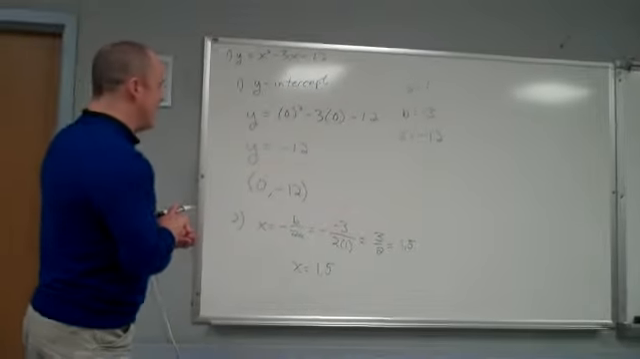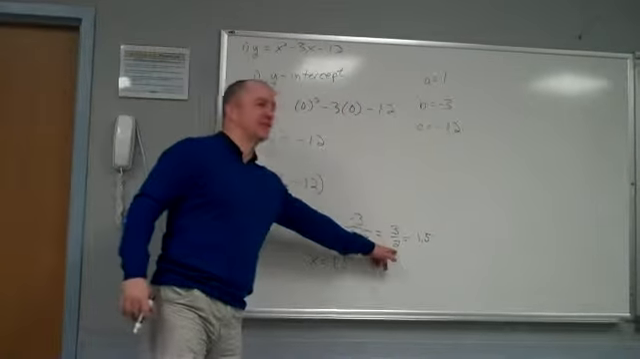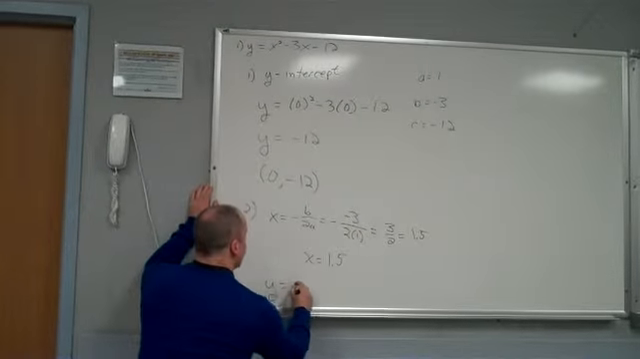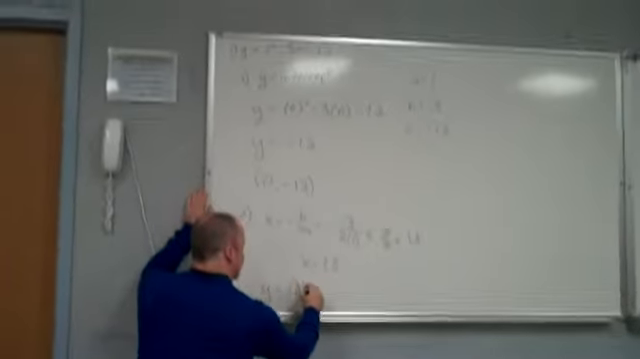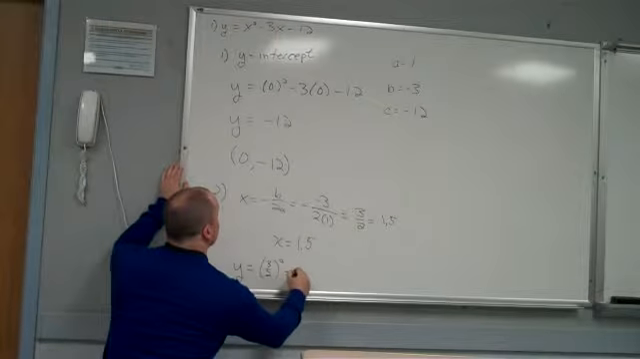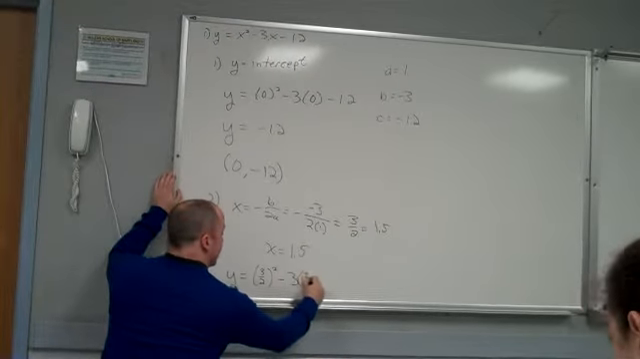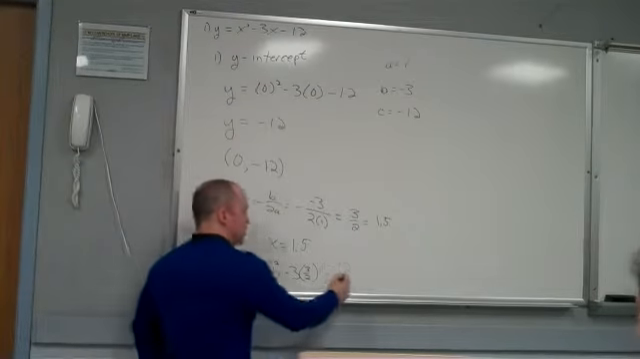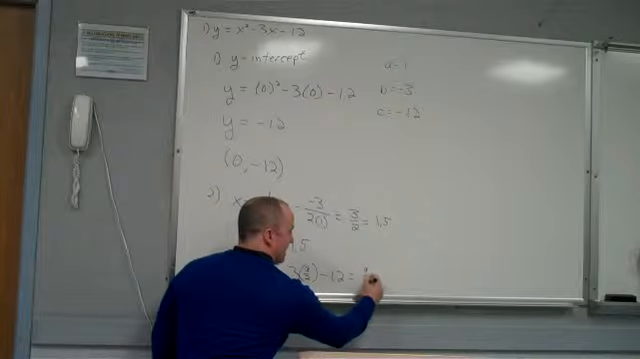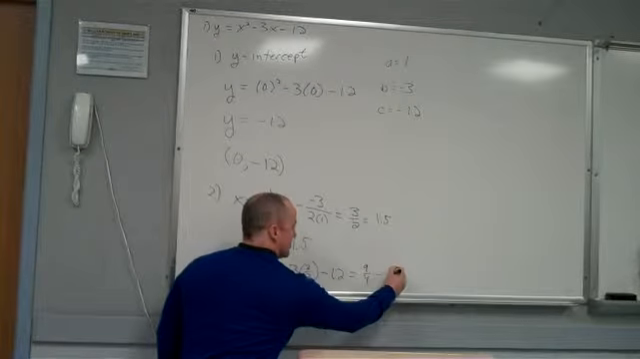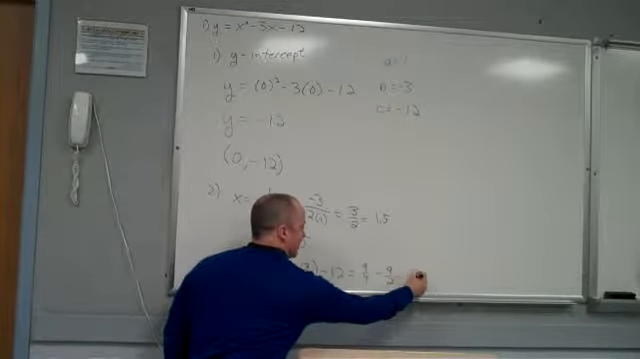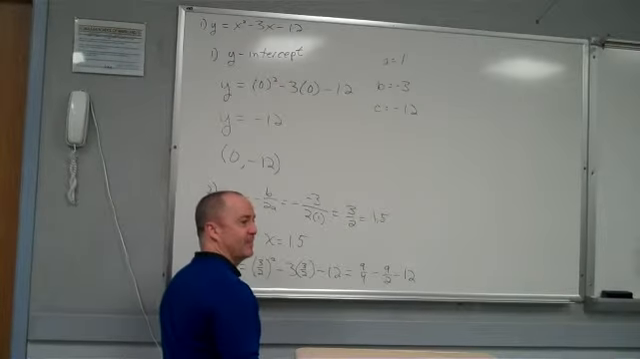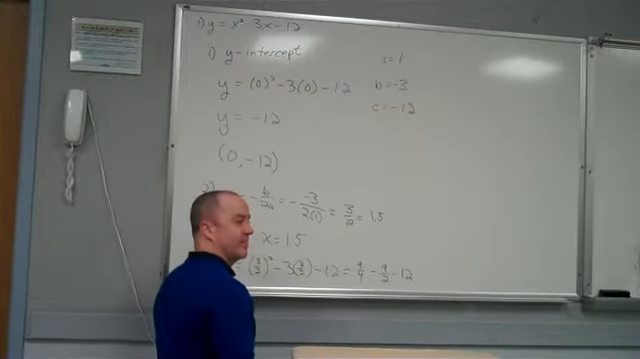So, now that we have the x-coordinate of the vertex, we need to find the y-coordinate. So y equals, I'm going to go back to using fractions for this, 3 halves squared minus 3 times 3 halves minus 12. So this is going to give me 9/4 minus 9/2 minus 12. What do you get when you square 3 halves?